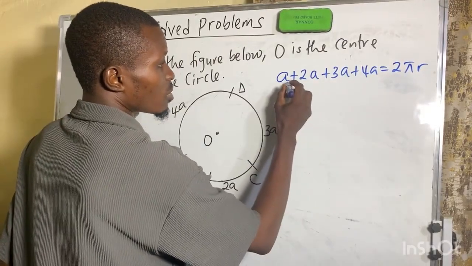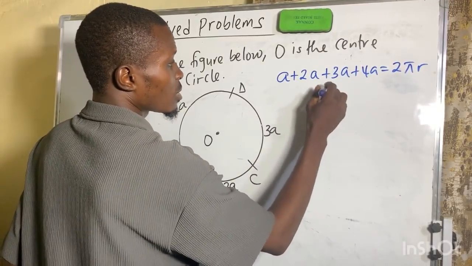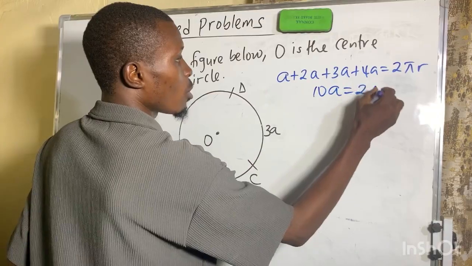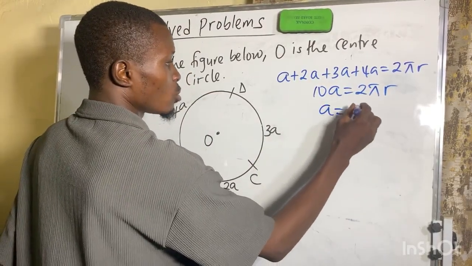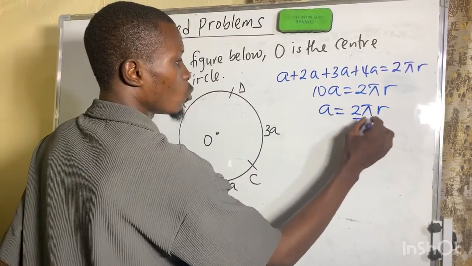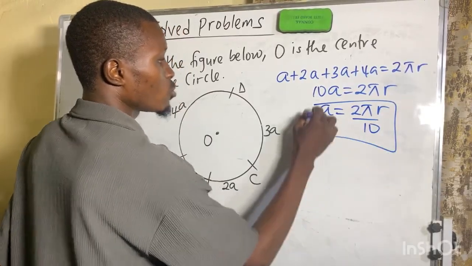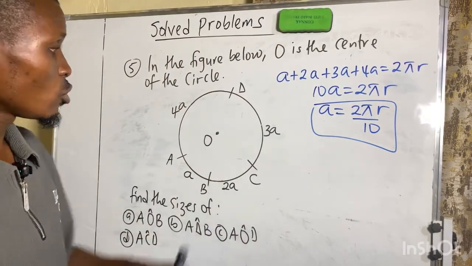Simplify this, you have 3A, 6A, 10A. 10A equals 2 pi r. All right, meaning our A is what now? 2 pi r over 10. We're going to make use of this. All right, this is very useful.